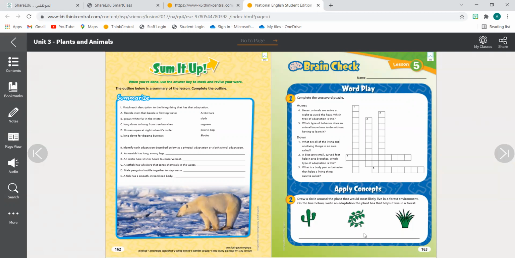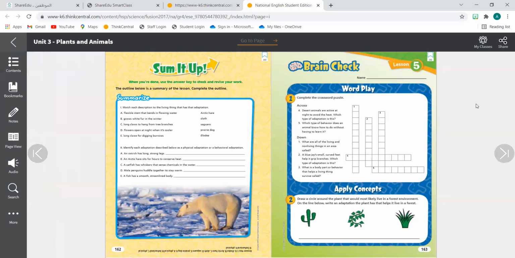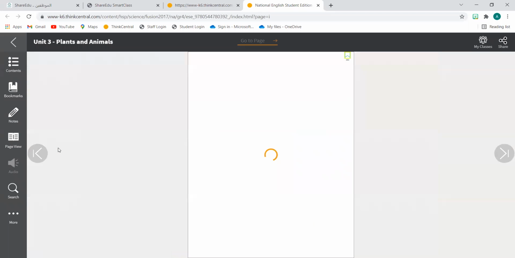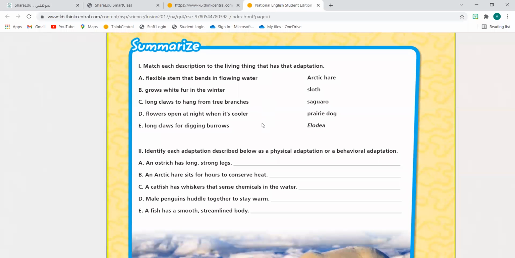Okay, Habibi, I just want to do page 162 with you, and tomorrow we will complete. Can we do it together? Yes. Are you ready? Do you have any questions? No, thank you, Miss. I understand with me. Now let's do the summary, so I make sure that you understood. Okay, Miss, I have a question.